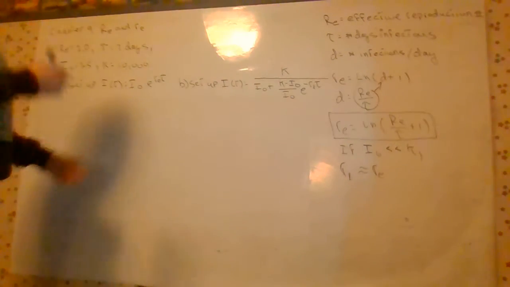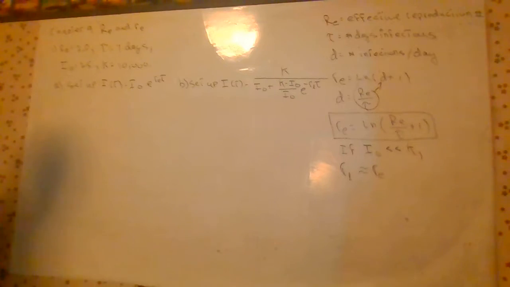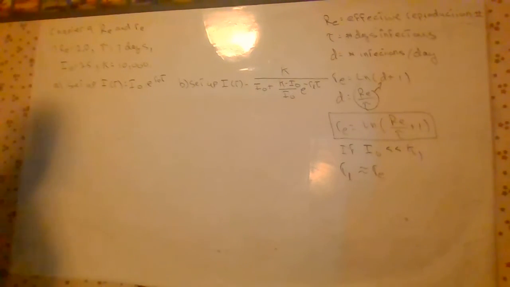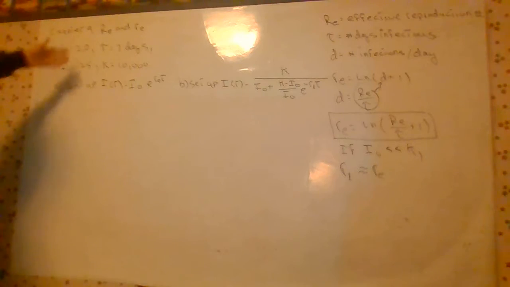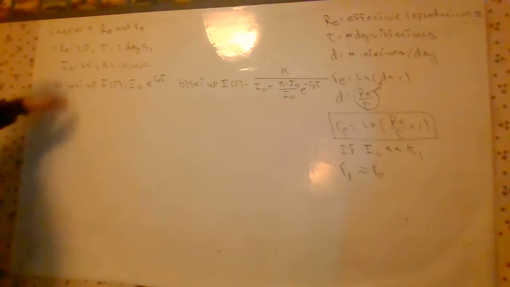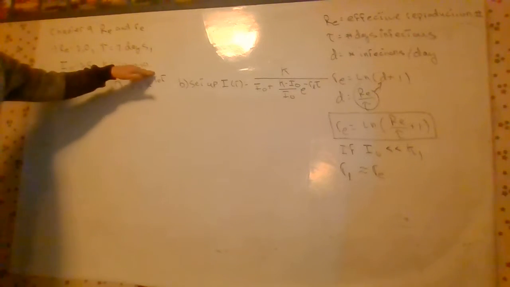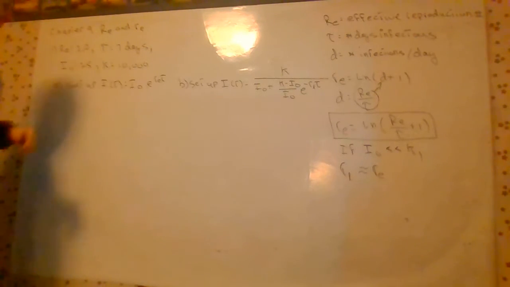So we're just going to back it up a bit and solve an interesting problem. Suppose we have R_E equals 2.0, and we have an infectious period of 7 days. That means an infected individual would infect on the average 2/7 of a person per day, times 7 days is 2 people. We have an initial infected population of 25, total susceptible population of 10,000.